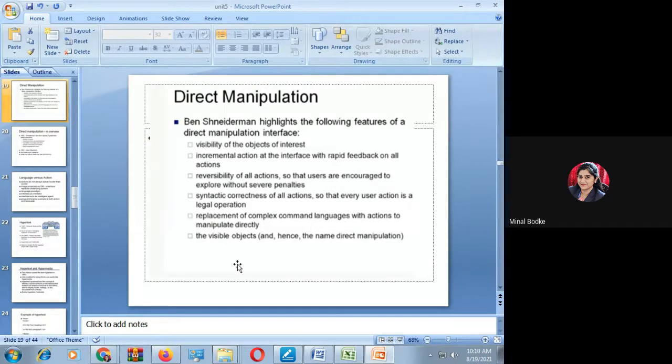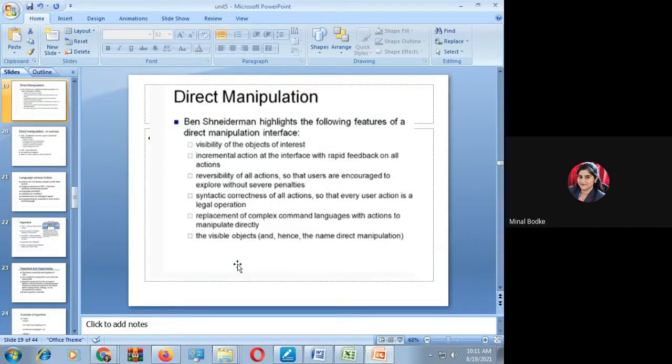Next is incremental action at the interface, which must provide rapid feedback. As I have said, when you are performing some action or interacting with the interface, the system must provide rapid feedback. It can be in the form of a dialog box, a picture, or some convention or symbols. The next point says that actions must be reversible, so it must provide the option of undo.